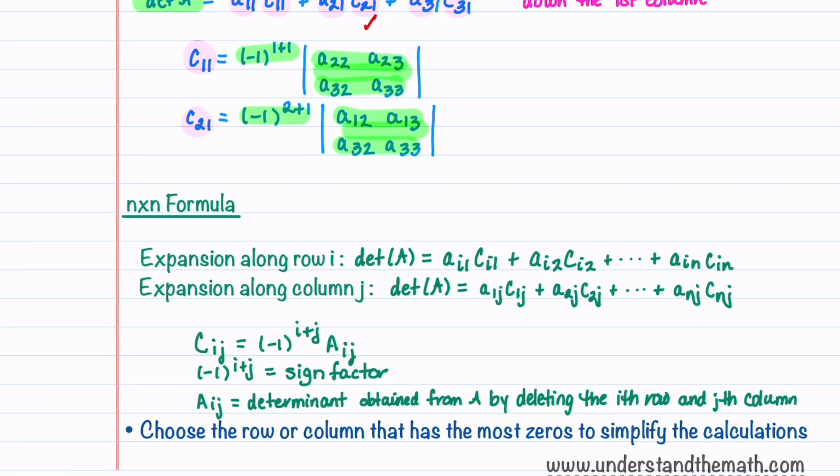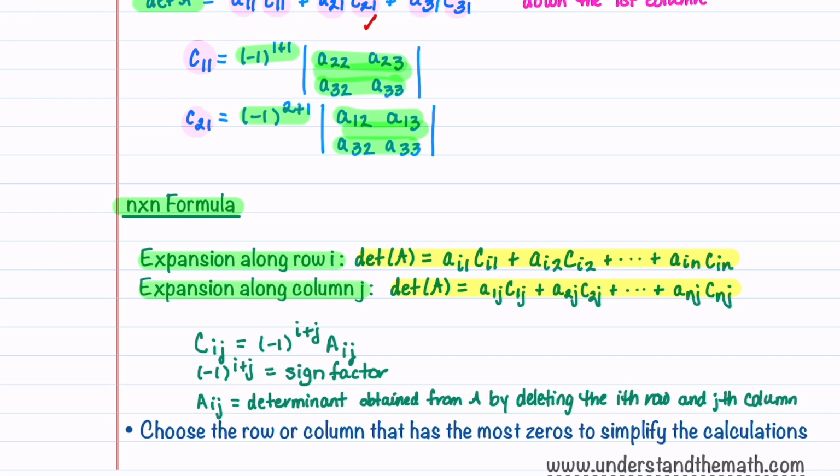Let's now look at the formula we would use to find the determinant of an n by n matrix using cofactor expansion. Similar to our 3 by 3 example, if we expand along row i, our formula looks like this. Notice that each subscript has an i, and then the second subscript goes from 1 to n. If we expand along column j, the formula for our determinant is this, and the first subscript goes from 1 to n, and the second subscript is just j.